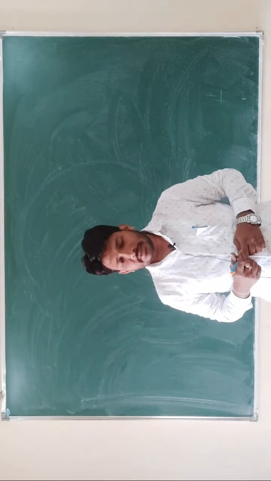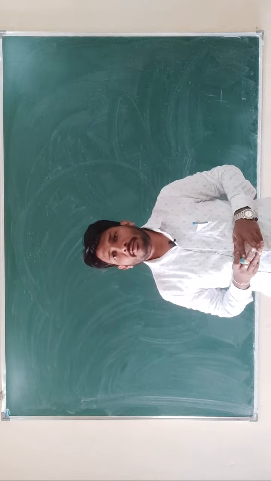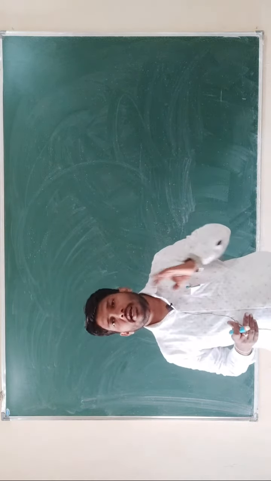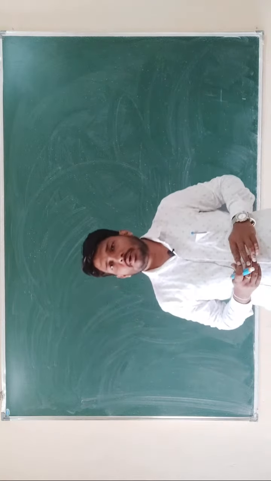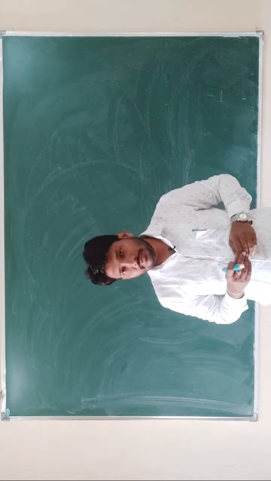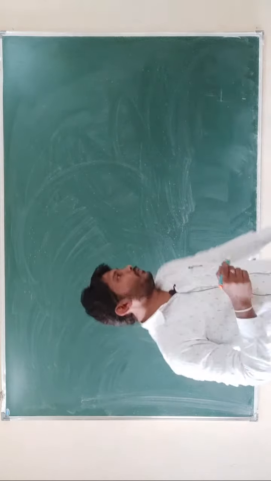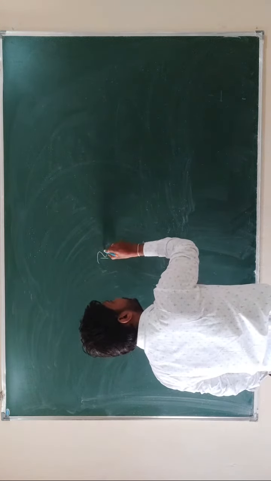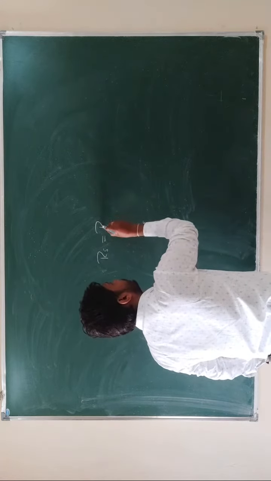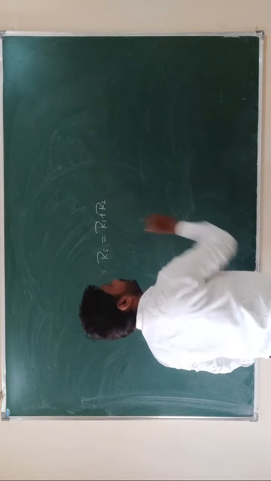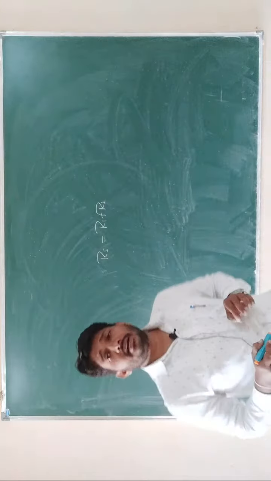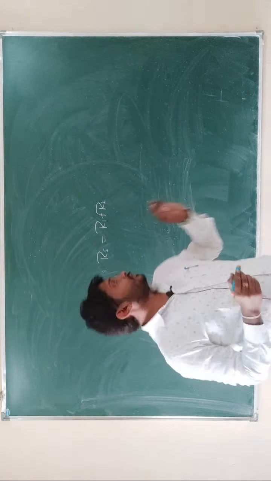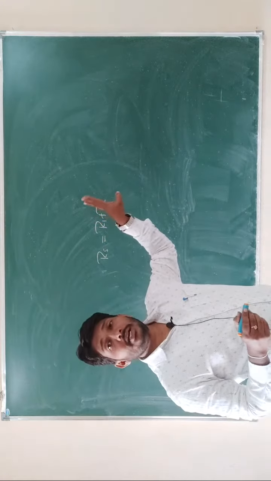So we were discussing the combination of resistance. In the series combination, we got the effective resistance. What's the connecting formula? R_S equals R1 plus R2, and so on. What is the effective resistance in case of series combination? R_S equals R1 plus R2, so on. It means that in series combination, the effective resistance is greater than the individual resistance.